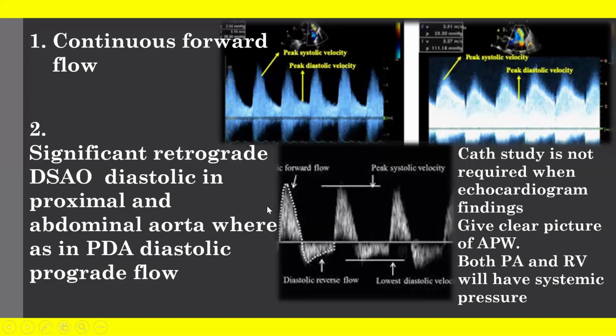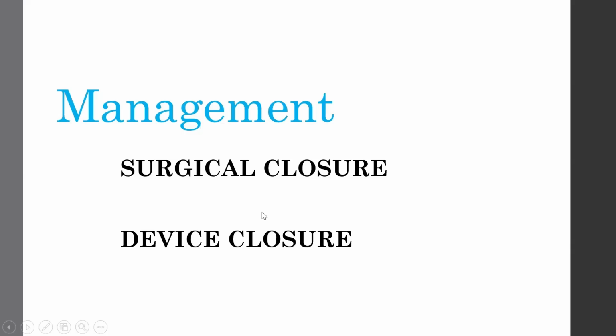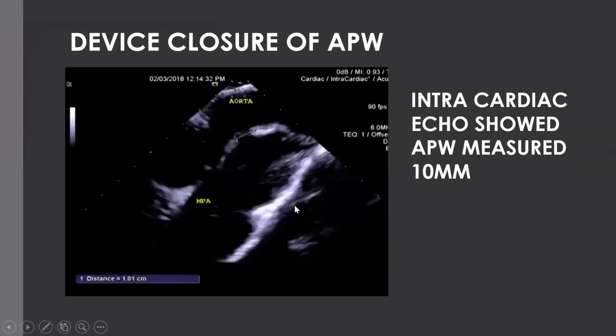So I hope you understood. The management is surgical closure and device closure. Device closure of aortopulmonary window, with intracardiac echo if it is available. This picture is from Dr. Shivakumar. It's intracardiac echo while he was performing the device closure. TE or transesophageal echo is also sufficient.